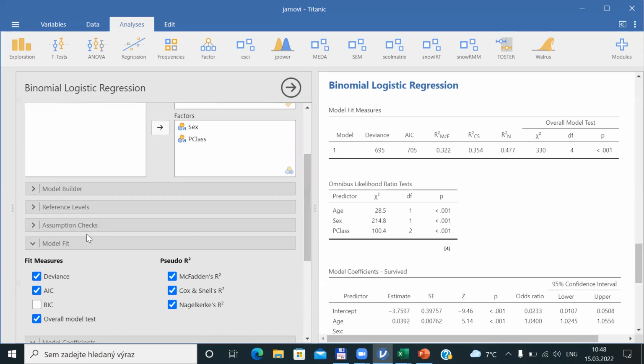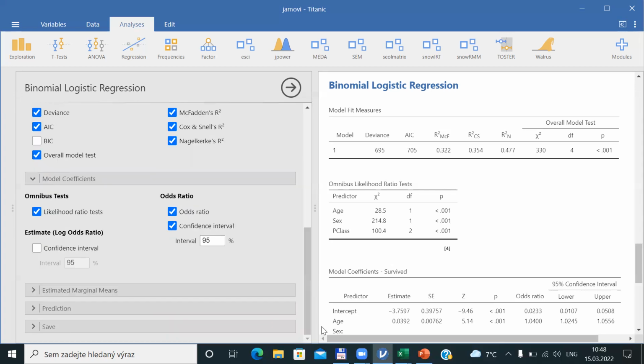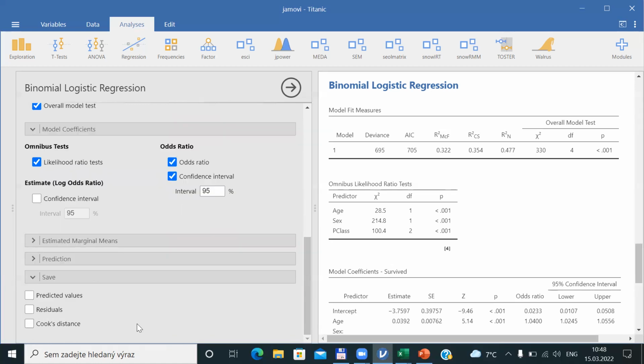And I would only briefly visit here the dialog with assumption checks. And you can see that also here you can compute collinearity diagnostics. But I would like to say that for logistic regression, multicollinearity is not so big a problem as for linear regression. And if you would like to find, for example, some special points, or if you would like to work with predicted values, you can go into save. You can compute predicted values, residuals, and Cook's distance. And we know that Cook's distance can help you to find influentials. So influentials can also be found here through this dialog.